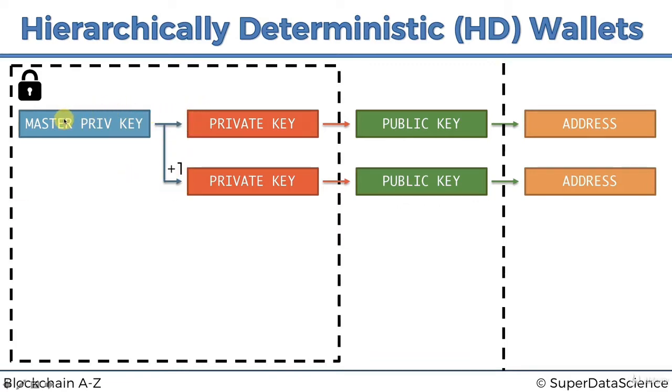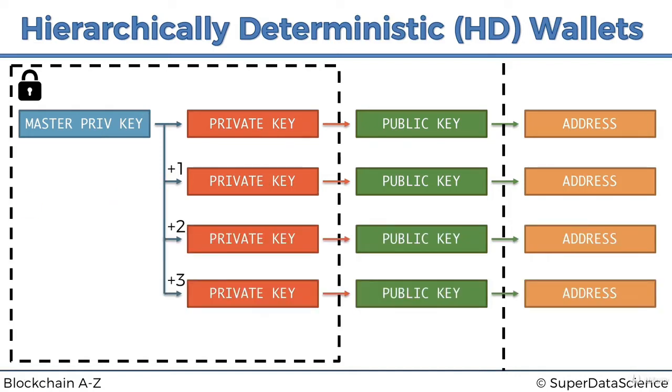So basically once you add +1, bam, it's a completely different number eventually, and you get a new set like that. And so you can add +2, add +3, and so on. So you can generate as many private key, public key addresses as you want, as long as you just have access to this master private key. And this is all deterministic, so you can just regenerate this at any point in time.